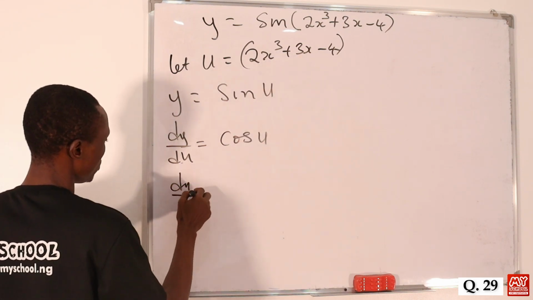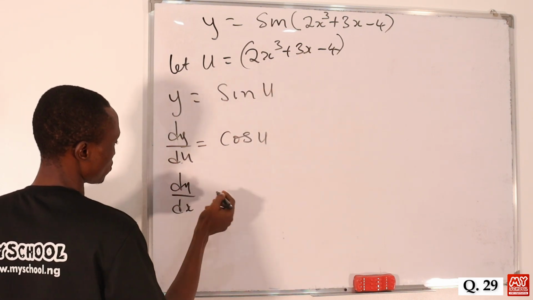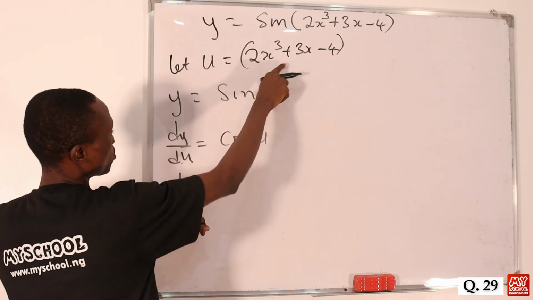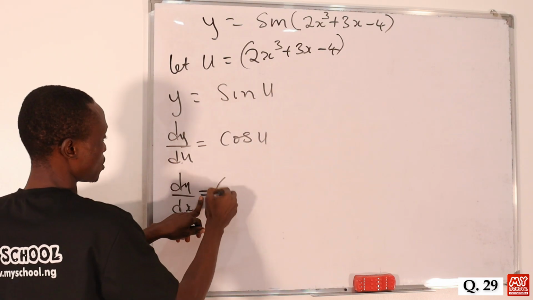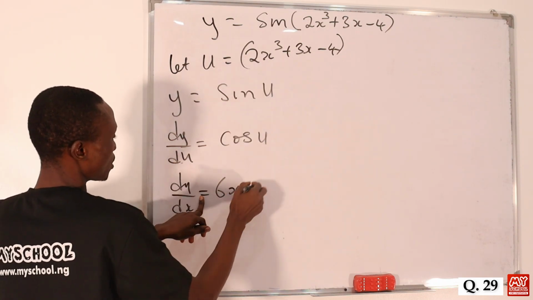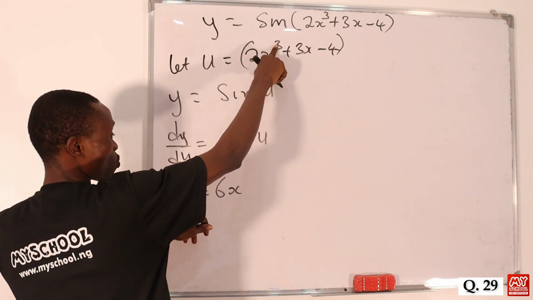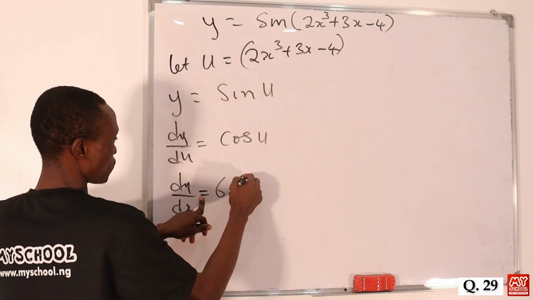So du/dx will be equal to, let's differentiate. We use this 3 to multiply 2, that will give us 6. Then we still repeat our x. Then this power of x, we subtract 1 from it, that will give us 2. So here we'll be having 6x squared.